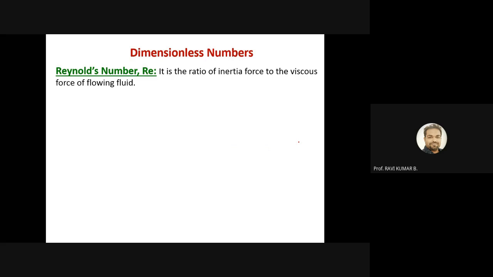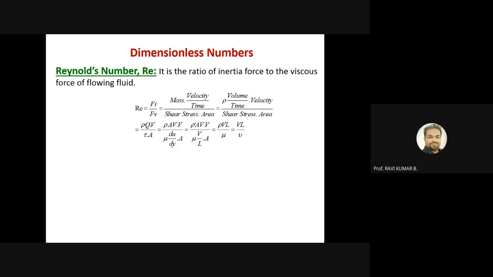The first one is the Reynolds number, which is the ratio of inertial force to the viscous force of the flowing fluid. So if we divide these two forces, we get inertial force by viscous force. Inertial force is mass into acceleration, so this is velocity divided by time, and viscous force is shear stress into cross-sectional surface area. This multiplication gives the viscous force.